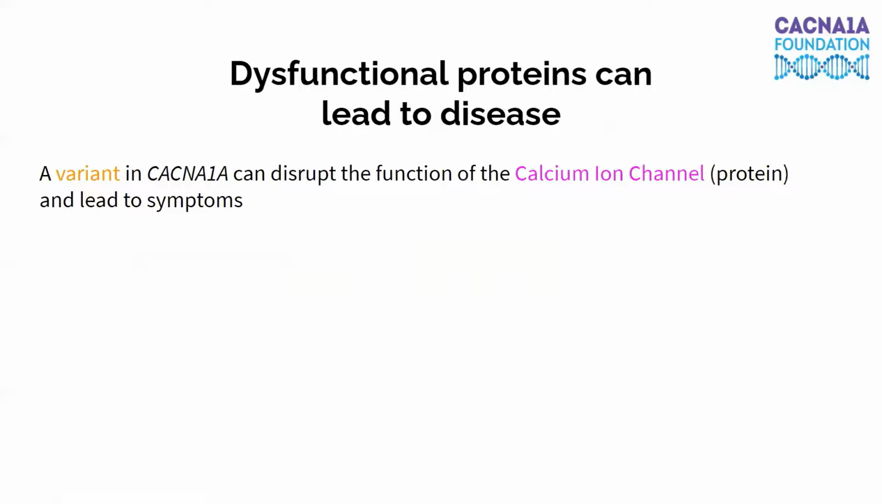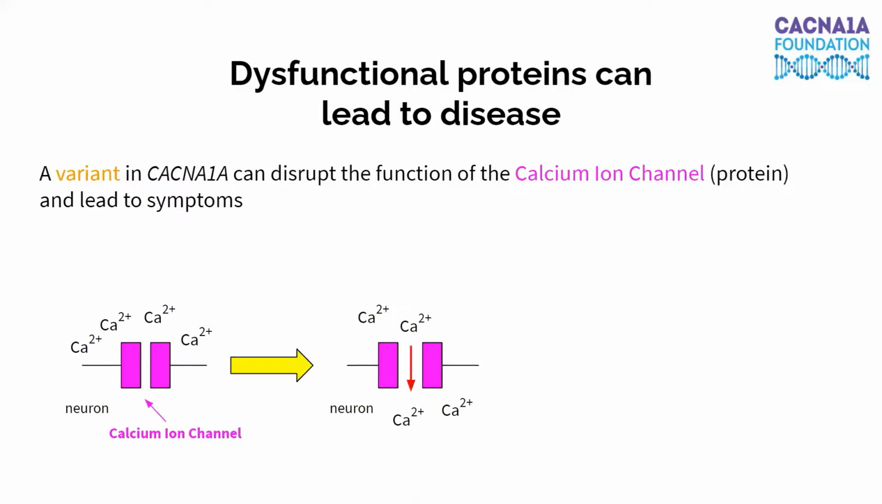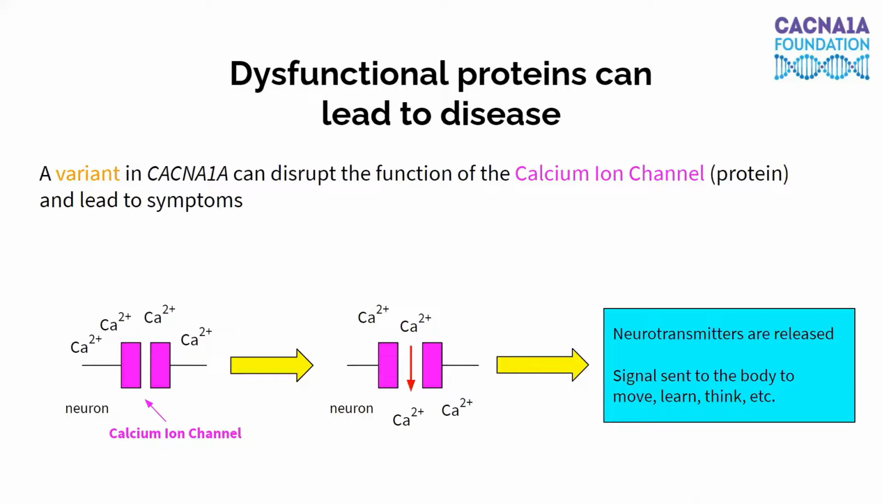A variant in CACNA1A can disrupt the function of the calcium ion channel and lead to the symptoms that we see. Here we have our simplified calcium ion channel waiting to be opened in the neurons. Once the correct signals are sent, the calcium can now move into the cell, neurotransmitters are released, and the correct signals are sent to the body to do things like move, learn, or think.